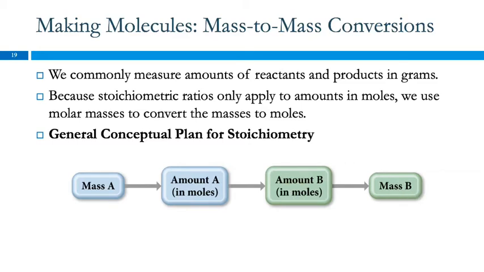Right? It's the molar mass. We get those numbers from the periodic table and the chemical formula. Right? We learned how to make those as well. So we're just going to put these things together. So the general plan for stoichiometry is written out real pretty there, but basically it comes down to grams to moles to moles to grams.